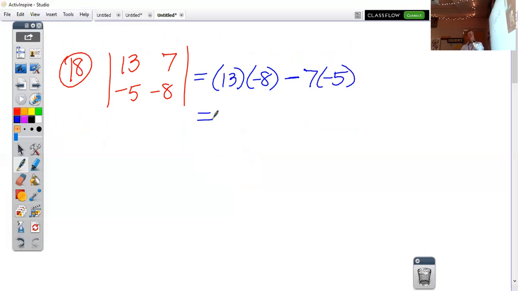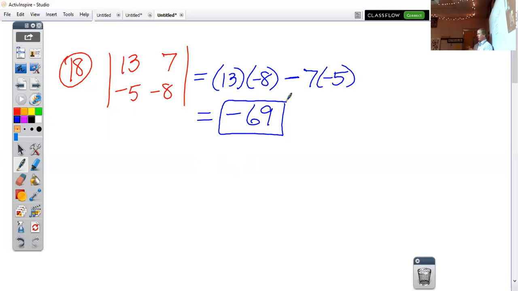Hopefully, that's the work you showed. You got 13 times -8 minus 7 times -5. You can figure out what 13 times 8 is. So you do the top left, 104, bottom right, -104, plus 35. Top right. My book says we should get -69. If that's not what you're calculating, let me know. Thumbs up. Everybody good? Okay.